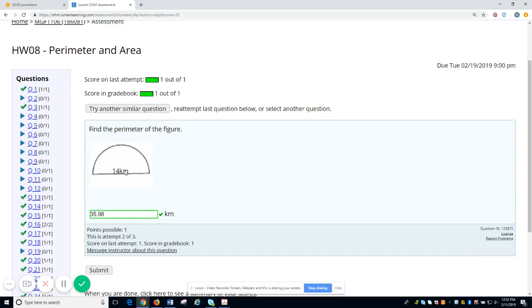All right, good. So anyways, use the pi value of 3.14 or just round to about 2 decimal places.